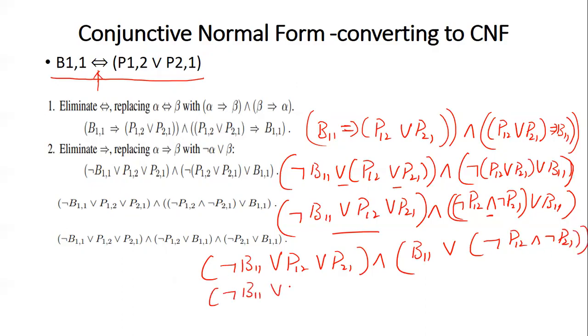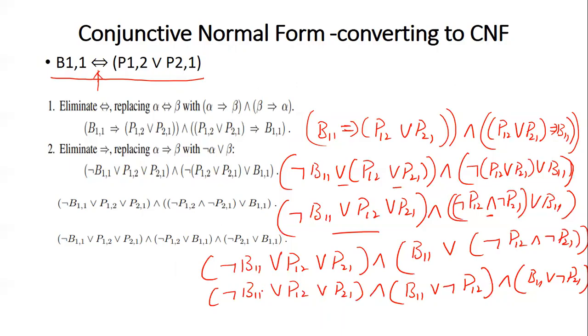Okay, not B11 or P12 or P21, right? Now distribute this B11 over this, right? So distribution of disjunction over conjunction. So B11 or not P12, and in between we have and B11 or not P21. Now you see, it is in conjunctive normal form. Here everything is or, here everything is or, here everything is or, and they are connected using and, right? So that is what you got.